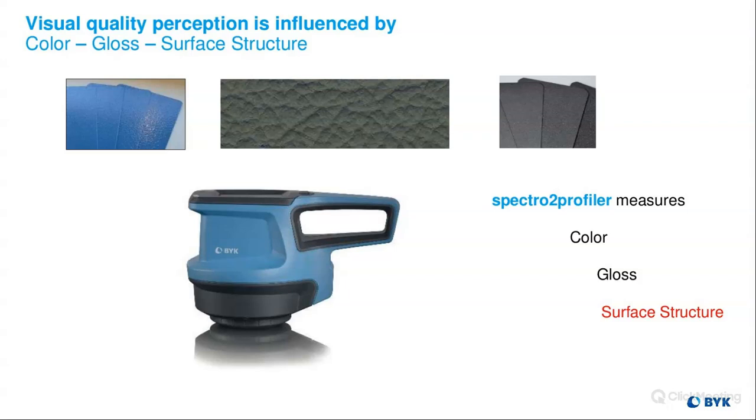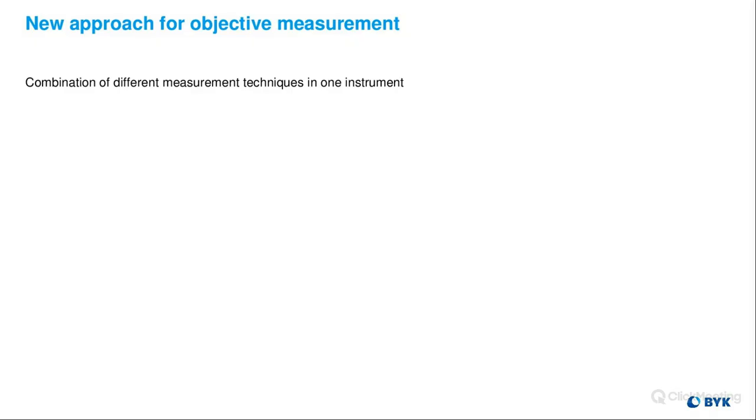Up to now, spectrophotometers and gloss meters were available on the market with improved technical performance for matte surfaces, but things like surface grain had to be controlled either visually or with highly sophisticated microscopes. This has now changed with the introduction of the spectro2profiler, which takes into account your color, your gloss, and it measures your surface structure. So we'll get into a little bit of how that works. With this new approach for objective measurement, we have a combination of many different measurement techniques, all put into one instrument.